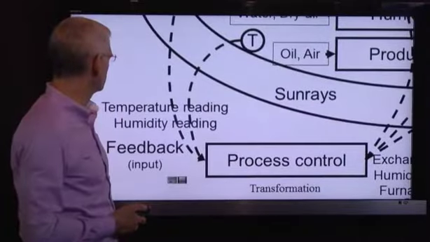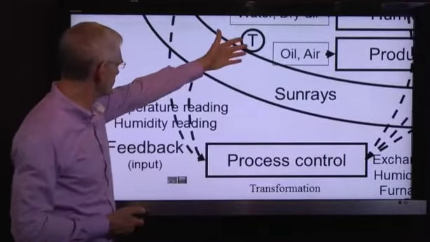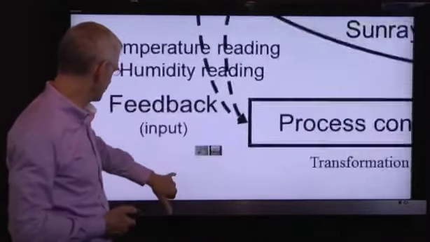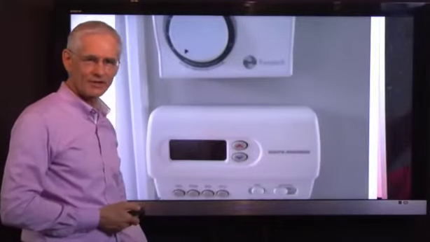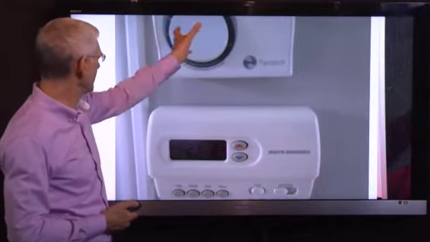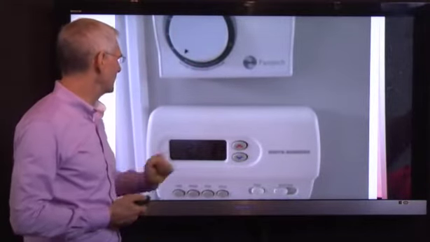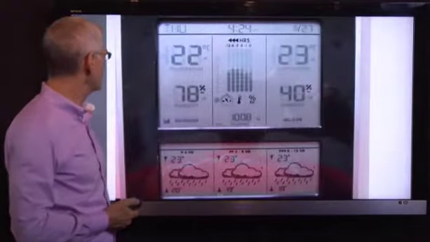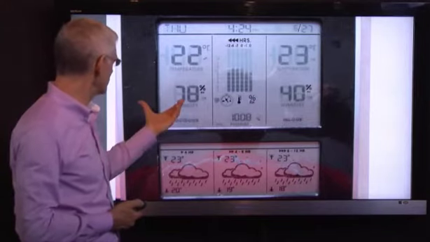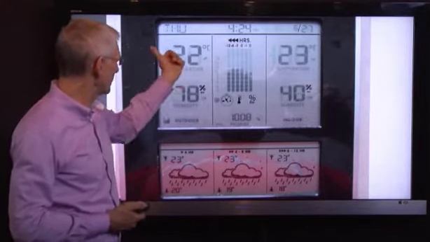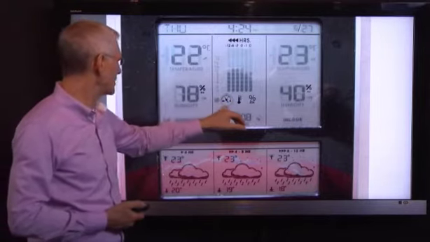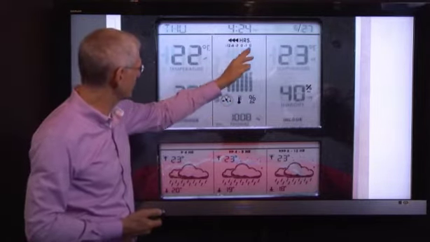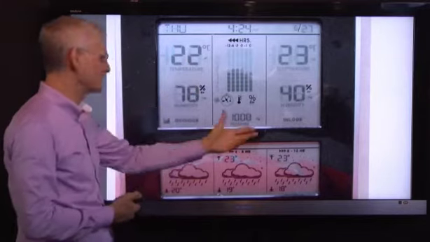And what do you control? Well, for process control, you've got a number of inputs. You control the temperature, you control the humidity setting, the air exchanger, and you get some inputs of information: temperature in, out, humidity level in, out, air pressure, and a trend. This is the last 12-hour trend that you get there, and maybe some forecast.